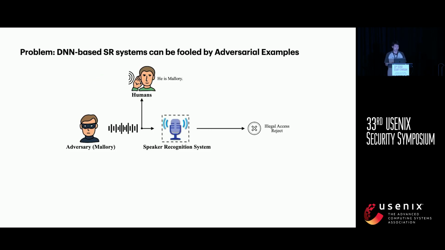However, there is a significant problem. Deep learning-based SR systems are vulnerable to adversary example attacks. Imagine an adversary malware who is not an authorized user of an SR system. Under normal circumstances, malware's voice would be correctly recognized by the system, and he would fail the verification process. However, if malware adds a subtle noise to his voice, he can now deceive the system into recognizing him as Bob, successfully bypassing the verification. To human listeners, the voice sample would still sound like malware's. This scenario illustrates a classic adversary example attack.